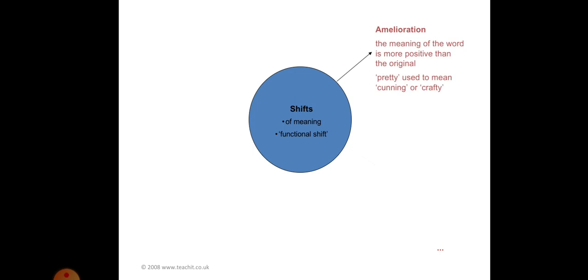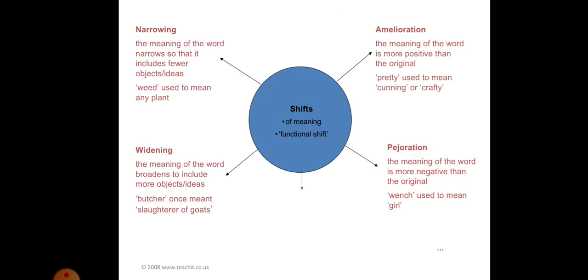Starting with shifts, we have 5 examples here. 4 of them are shifts of meaning, and 1 of them is what we call a functional shift. So we'll start with the shifts of meaning. Narrowing and widening are 2 examples. Narrowing is when the word narrows to include fewer objects or ideas, and widening is when it broadens, so it incorporates more objects and ideas.